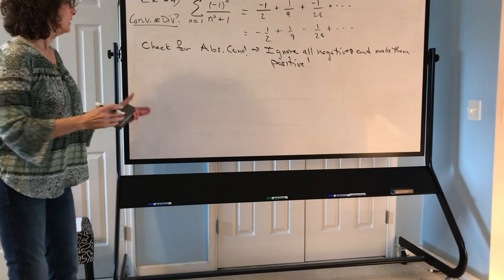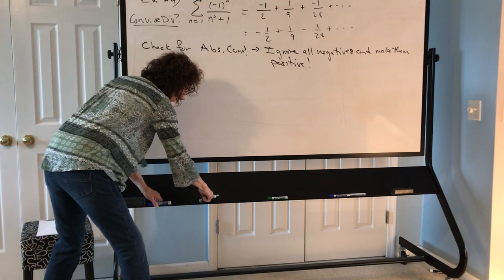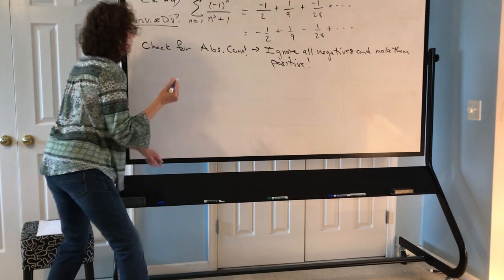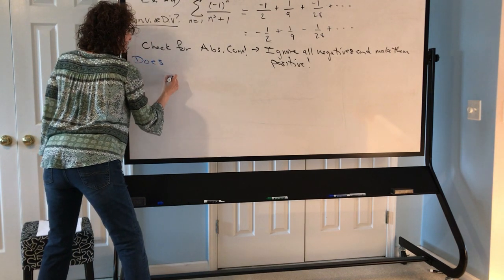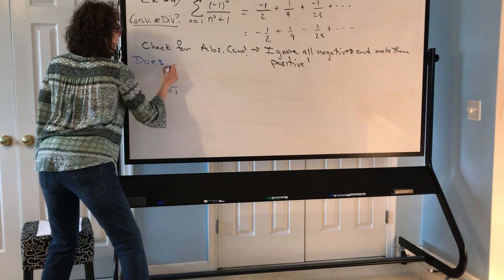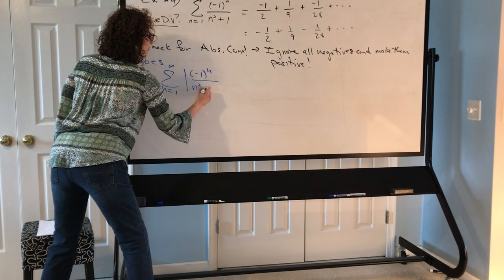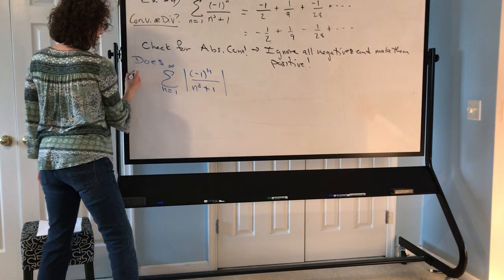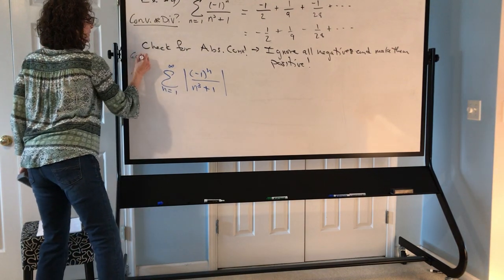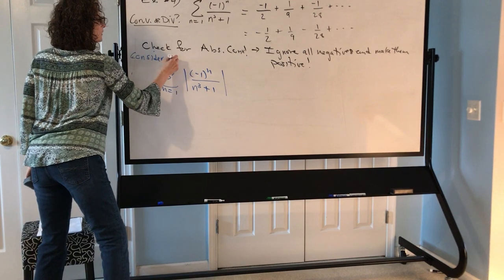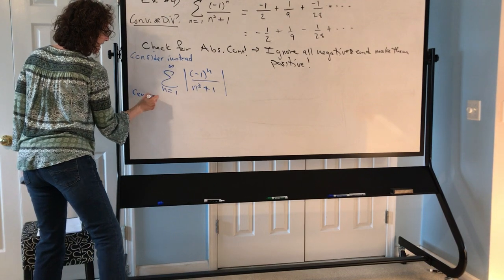And so, if we write it out specifically, what would we be looking for? Maybe I'll do this one in blue. We're really asking, does the sum n equals 1 to infinity of the absolute value of (-1)^n over n cubed plus 1 converge? Maybe we'll just say it like this. Consider instead the series of the absolute values and ask, does that converge or diverge?